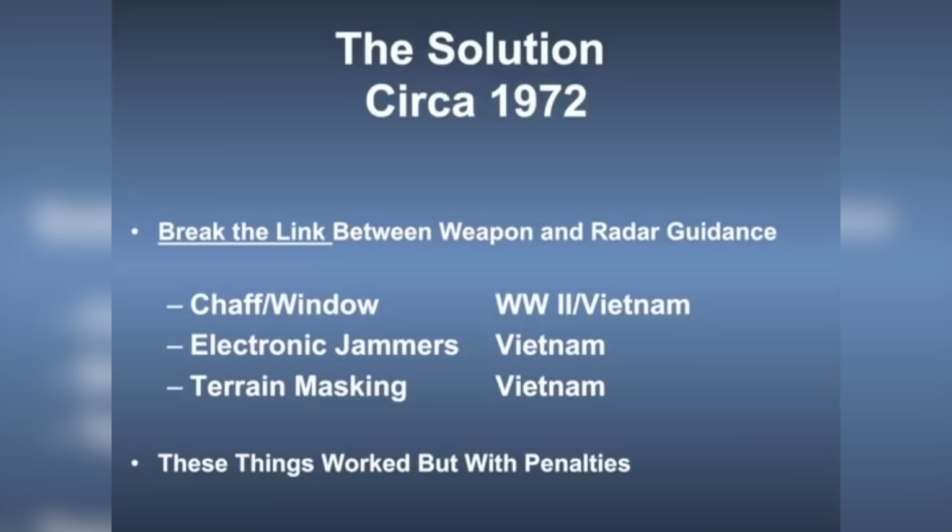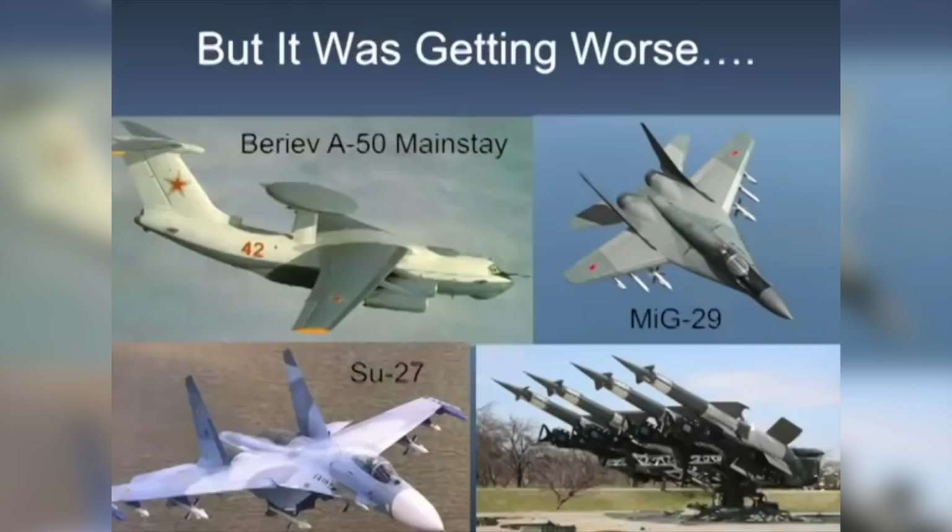All of those things have negatives about them. For example, terrain masking, you're so low and going so fast that it's hard to see any target, and you're gobbling up fuel at a great rate. But that's all we had at hand in 1972. And it was getting a lot worse.